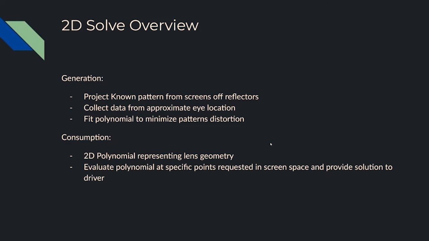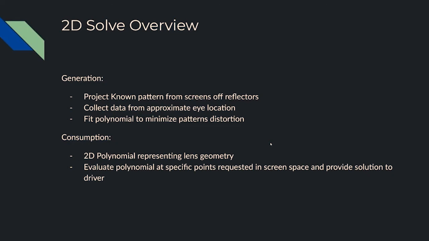My understanding of the basics of how it finds the solution is it projects a known image off of the displays of Project North, and those are reflected by the reflectors, and the camera positioned approximately where an eye would be fits a 2D polynomial to kind of undo the distortion perceived by these. From the driver's side, consuming this is really straightforward. Given a UV, you plug it into the 2D polynomial and give the result back.